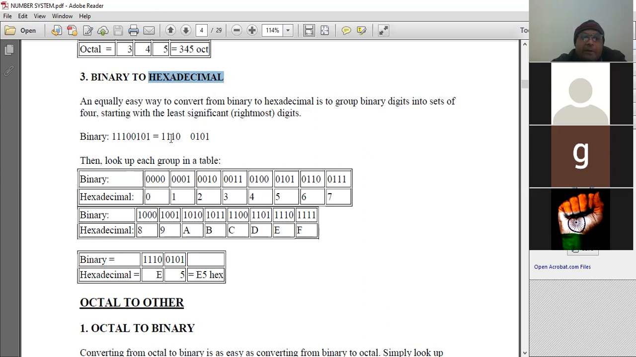So I will convert this into groups of 4. That means 0, 1, 0, 1 is one group, and the rest 4 digits will be in another group. In the octal case we were creating groups of 3. In the hexadecimal case we are creating groups of 4 numbers. One group is 0, 1, 0, 1 and another group is 1, 1, 1, 0. So I have created 2 groups of 4 numbers. Now what we have to do?